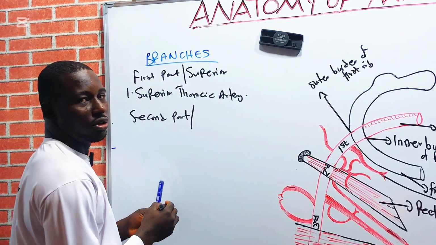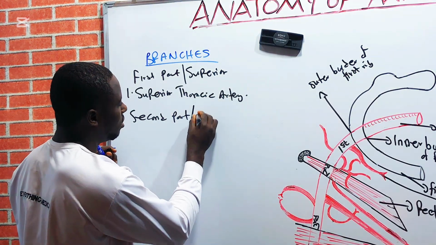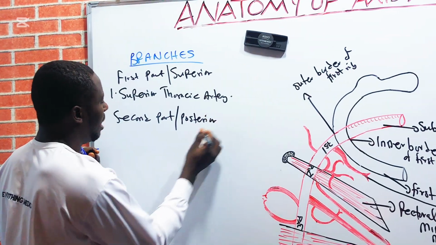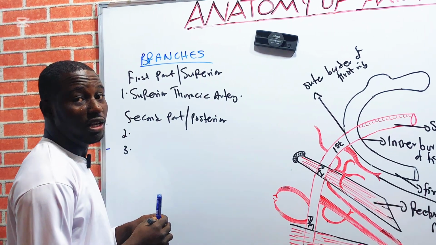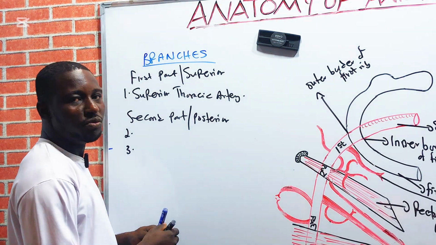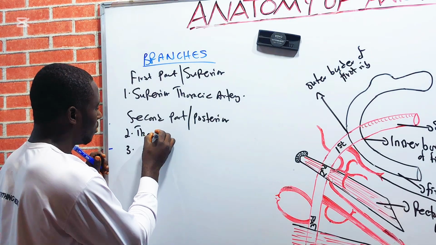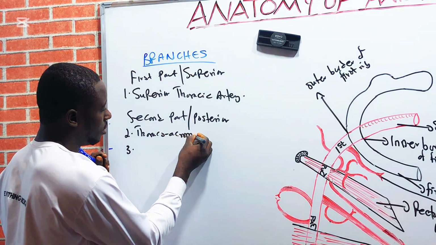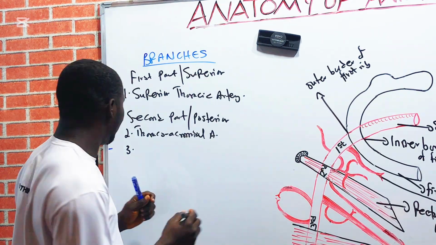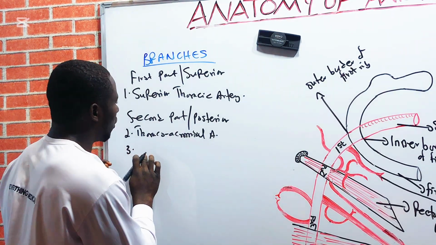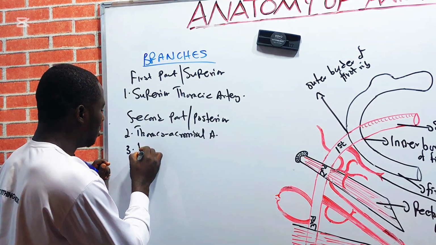The second part can be called the posterior part, which is deep to the pectoralis minor muscle. We have two branches from the second part or the posterior part. We have the thoracoacromial artery or the acromiothoracic artery. The second branch from the second part is the lateral thoracic artery or the long thoracic artery.